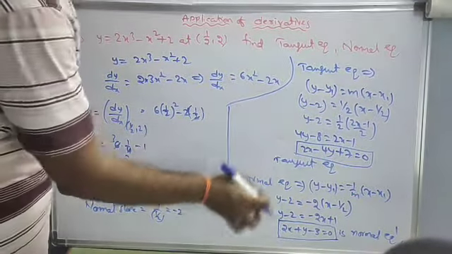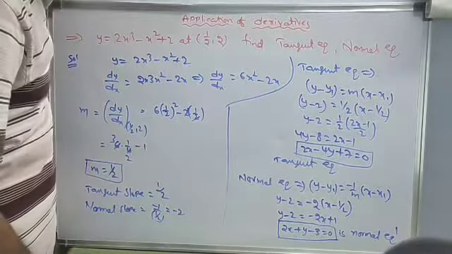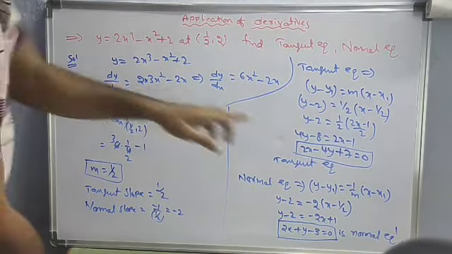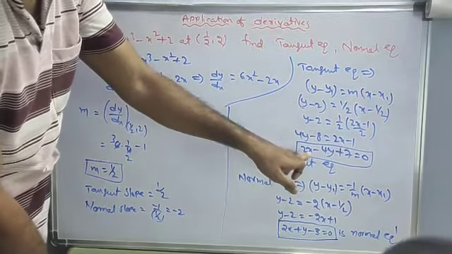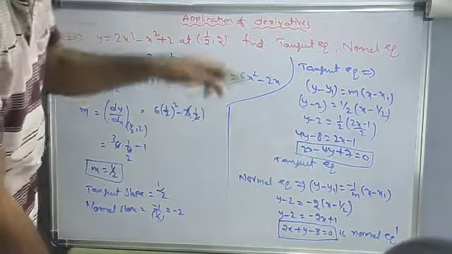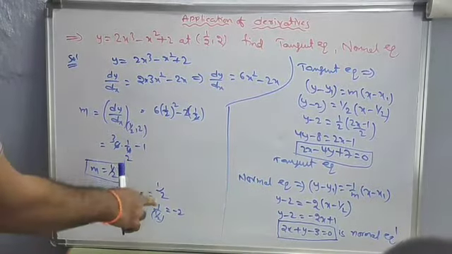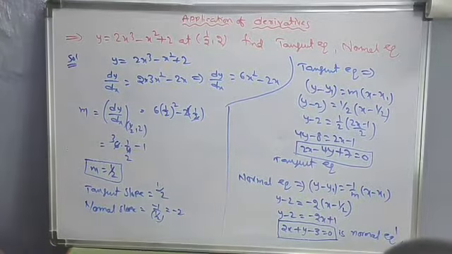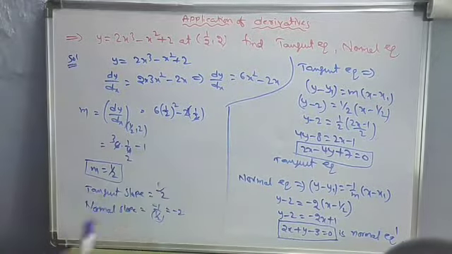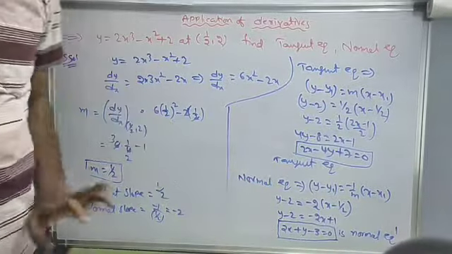If you have a doubt, check that both are perpendicular. Take the slope as minus a by b. For the tangent it is minus 2 by minus 4, which is 1/2. For the normal it is minus 2 by 1, which is minus 2. So both slopes are perpendicular. This is the tangent equation and this one is the normal equation.